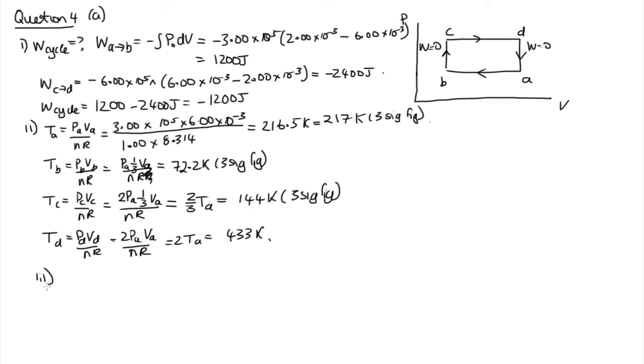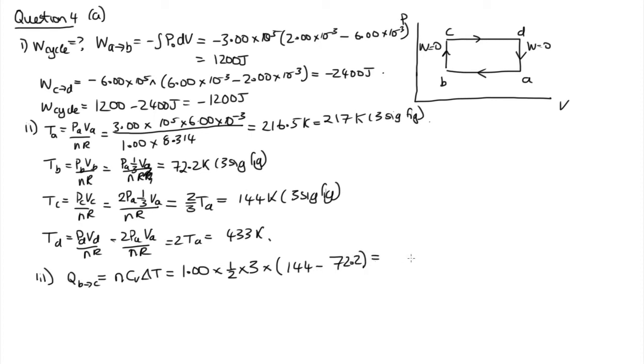Okay, part 3 then asks us to find the heat transferred to the gas for processes B to C and C to D. Okay, so Q from B to C. Looking at going from B to C, this is a constant volume process, so we're going to have NCV delta T, and so that'll be 1.00. Now, CV is equal to a half F, so that's going to be a half, and then we're told it's a monatomic gas. So for monatomic gases, F is equal to 3, so it's a half times 3 times the final temperature, so TC, which is 144, minus the initial temperature, which is 72.2.